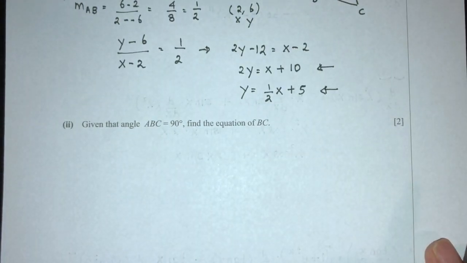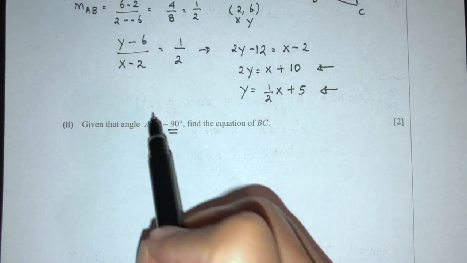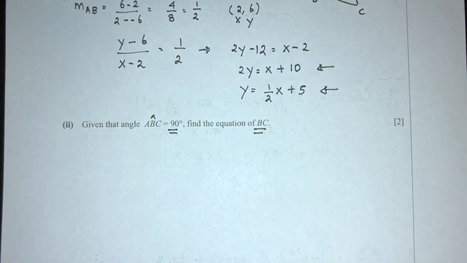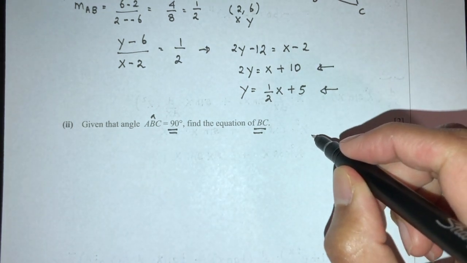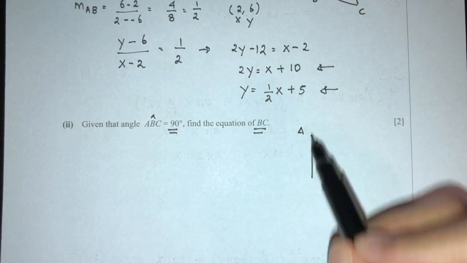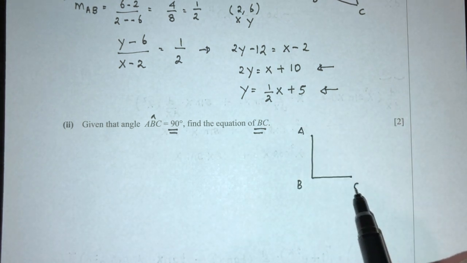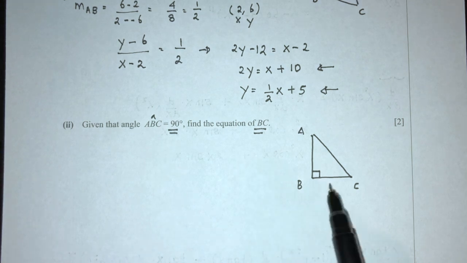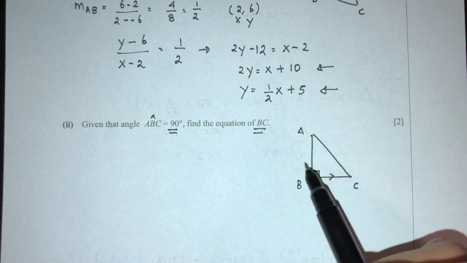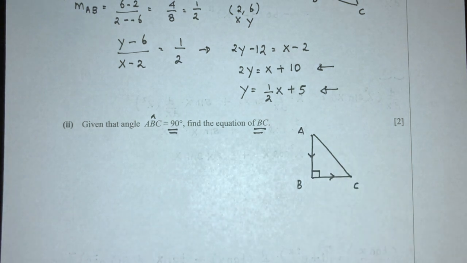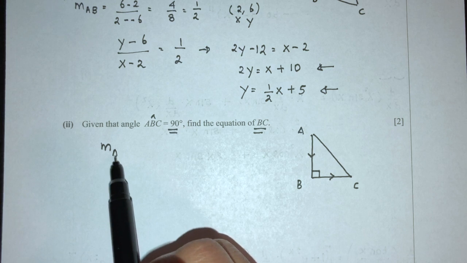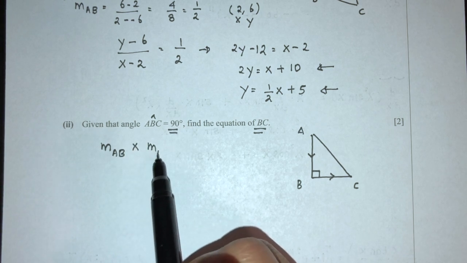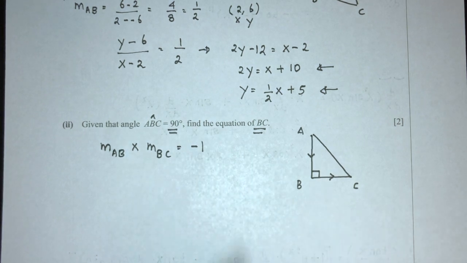Now for part 2, given that the angle ABC is 90 degrees, angle B, find the equation of BC. Basically, from this information, you know that angle ABC has to be 90 degrees. So you have to find the equation of BC. First, if you know the gradient of AB, you can know the gradient of BC because they are perpendicular to each other. Usually we know that the gradient of AB multiplied by the gradient of BC will give you minus 1.